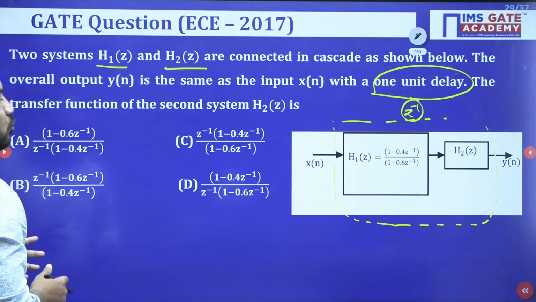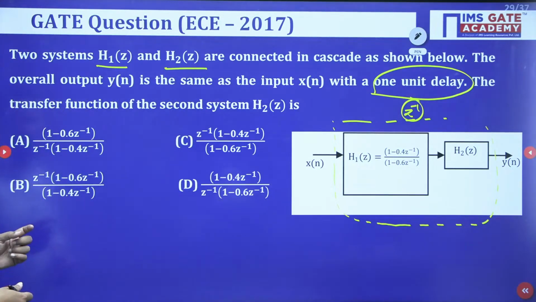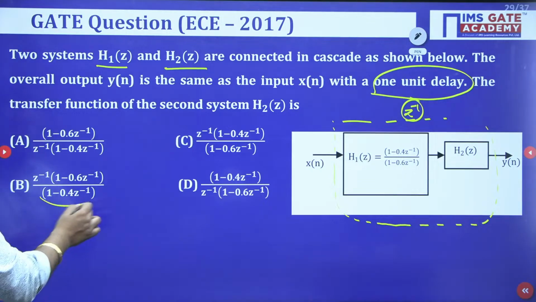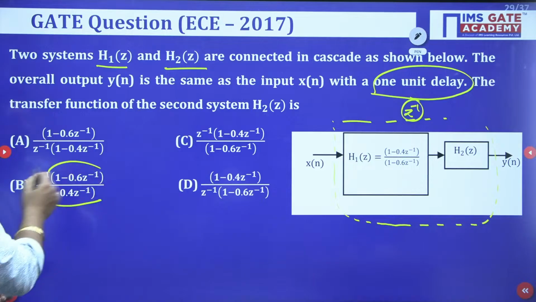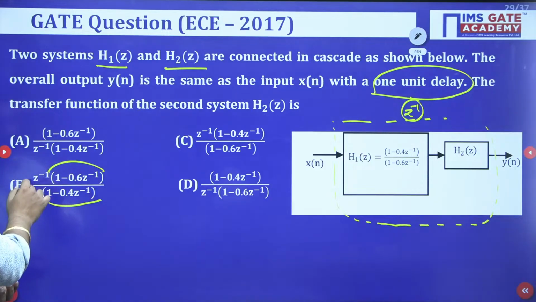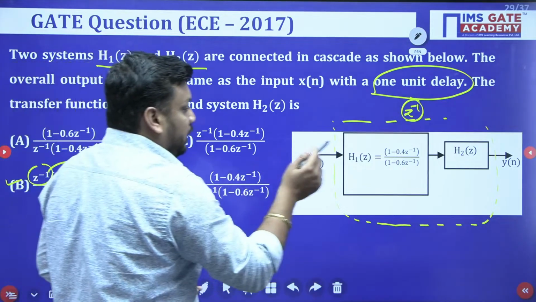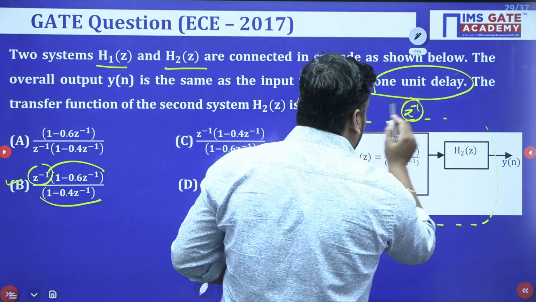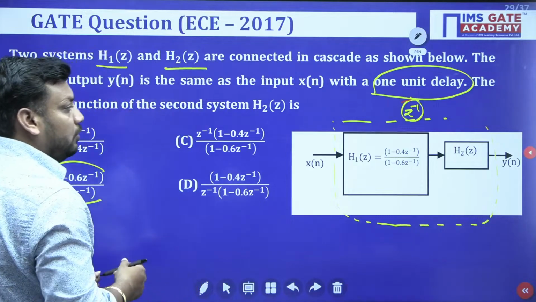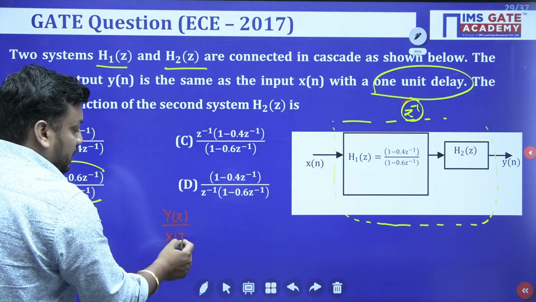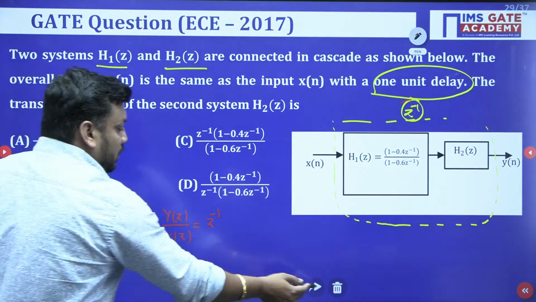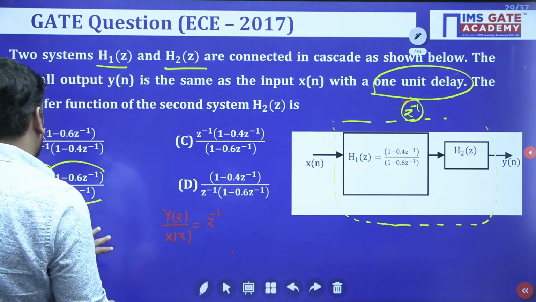So H2(Z) should have the 1 minus 0.4 Z inverse term in the denominator, and 1 minus 0.6 Z inverse in the numerator, and Z inverse should be extra. So the correct answer is option number B, for Bombay only. Why? Because all the terms will cancel out and it will be left with only Z inverse. So if I talk about the impulse response, Y(z) upon X(z) is equal to Z inverse, and if I take the inverse transform, what is happening, guys?